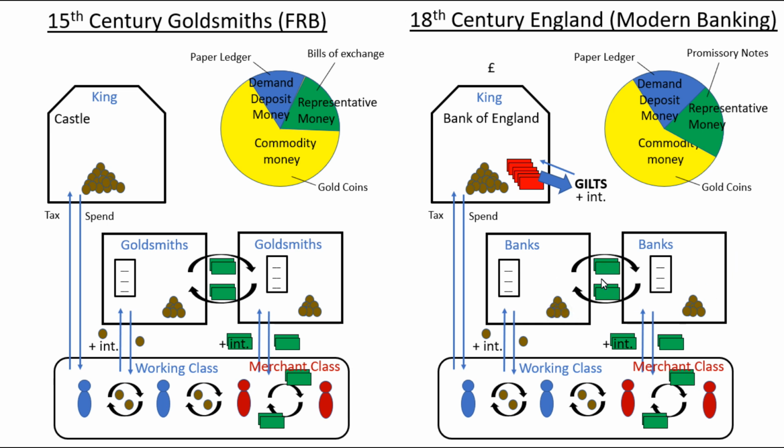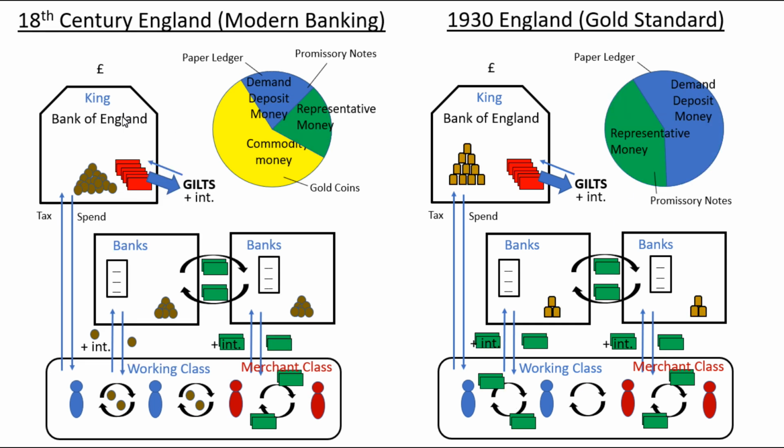And so even though they were pieces of paper based on a fractional reserve system, there was enough confidence for this system to flourish. And then we have more representative money and more demand deposit money in the system. At the time of the introduction of the Bank of England, it's arguable that we still had a fractional reserve system. But by the time we get to 1930, this was the last moment at which we had representative money, where we had the gold standard. The promissory notes were exchangeable for gold in theory.